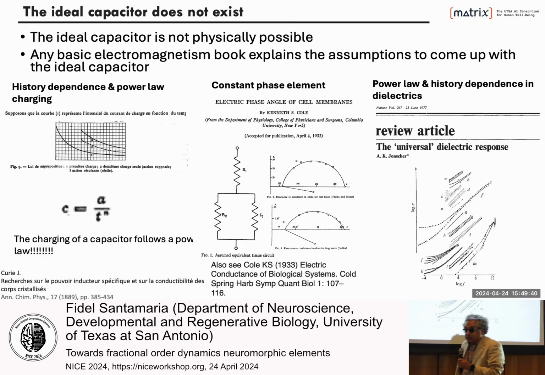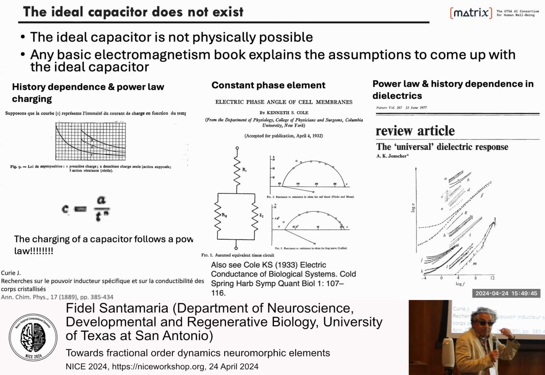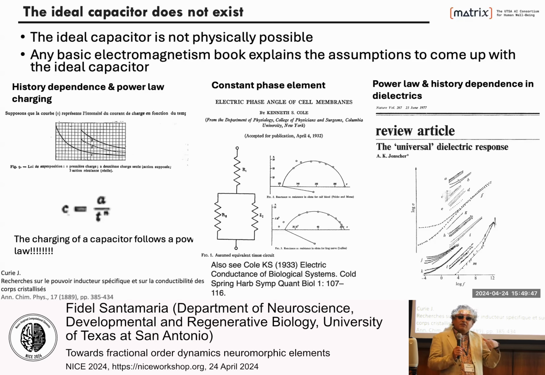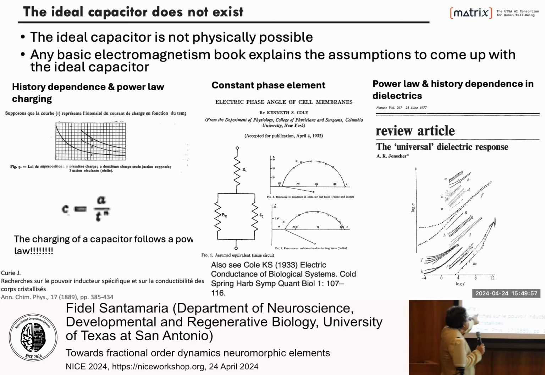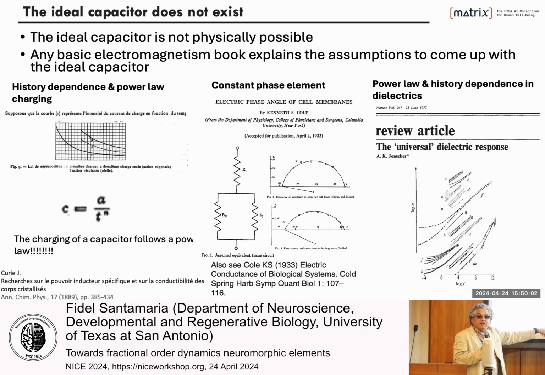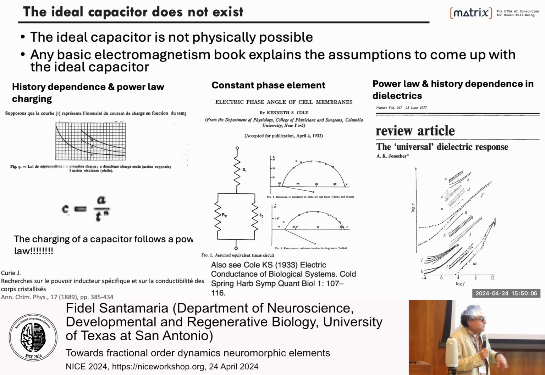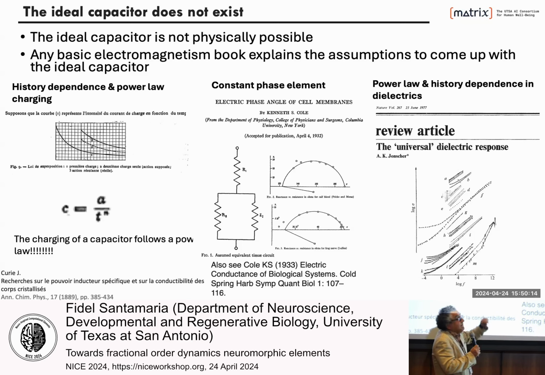Okay, you can go check Ampere's law and all the assumptions. That capacitor, we use it because it gives us an exponential when we solve it. And we don't have to use it. But even back then, Jacques Curie, Pierre Curie's brother, said, I never found an exponential in the charging of the capacitors that I measured for his PhD thesis. It was a power law. He measured the capacity of tissues. And he said, there's the constant phase element.